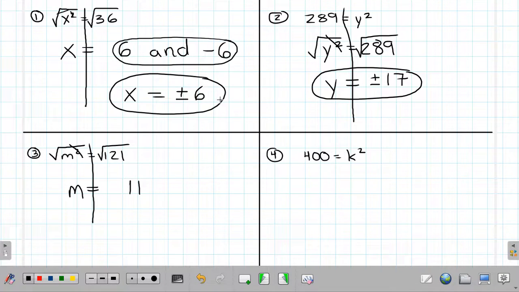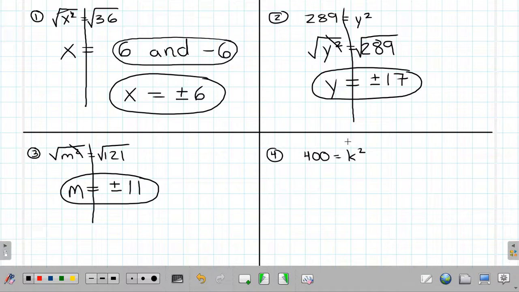Okay, so in this case, square root of 121 is 11, but we got to remember, as you see, there's kind of a pattern going on here. Square root of 36 was 6, so we had negative 6. Square root of 289 is 17, so we had negative 17. Square root of 121 is 11, but we also have negative 11. Okay? Every single one of these has two answers, the positive and the negative of the number that you calculate. Okay? Except for one, and we're actually getting ready to go over that one here in just a second after we do number 4.